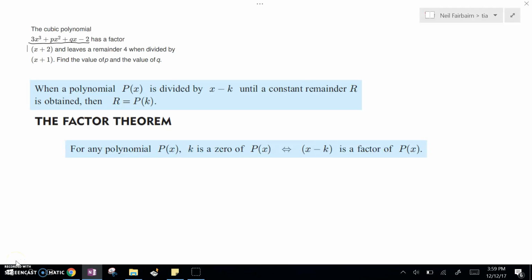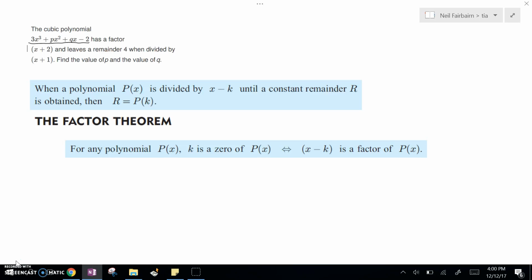Today we're looking at the factor and remainder theorem. What the factor and remainder theorem says is if you're dividing by x minus k and you get a remainder, r, well, if you put the value of k into your polynomial, you'll get that remainder r. The factor theorem says essentially the exact same thing, but your remainder is 0.